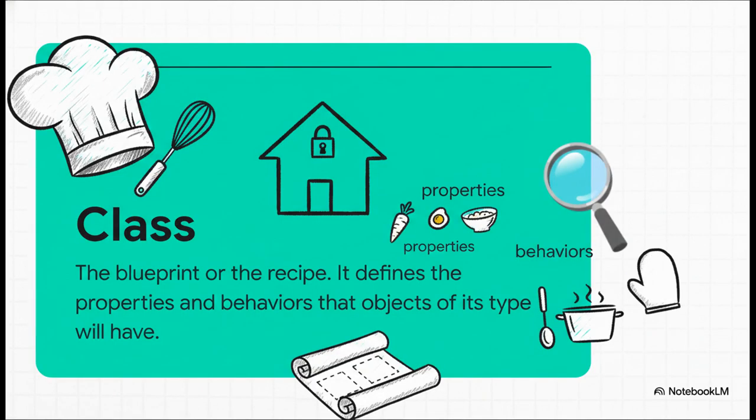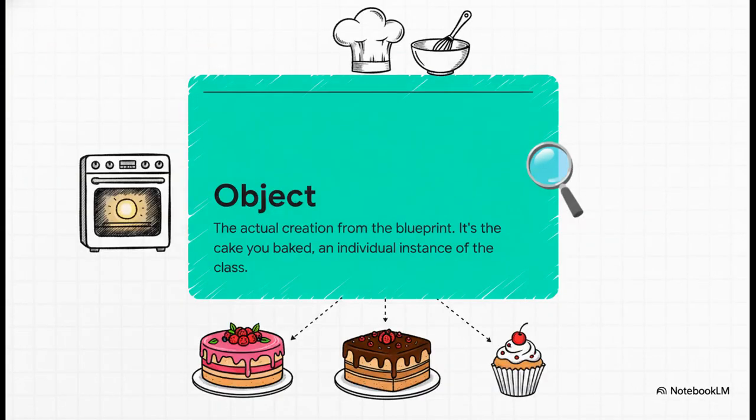So that recipe we were just talking about, in the Python world, we call that a class. It is the blueprint. A class doesn't do anything by itself. It just lays out the rules. It says what ingredients you'll need, we'll call those properties, and what you can do with them, which we'll call behaviors. And the cake? The thing you actually made? That's the object. It's a real, specific instance you created from that class blueprint. And you can use that one recipe to bake lots of cakes, right? They're all based on the same class, but each one is its own separate object.